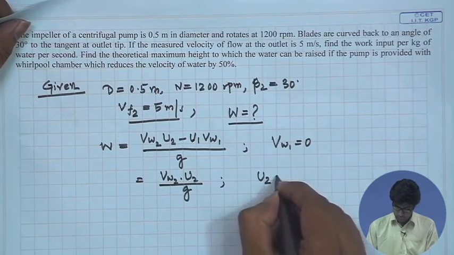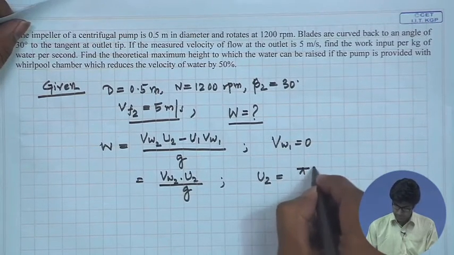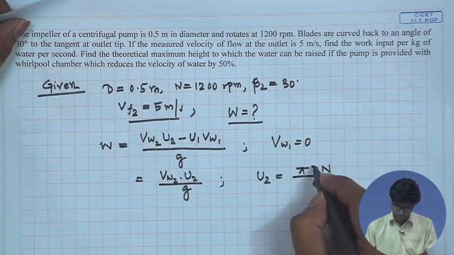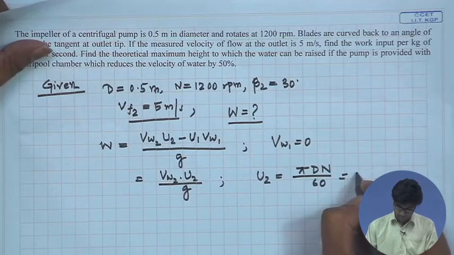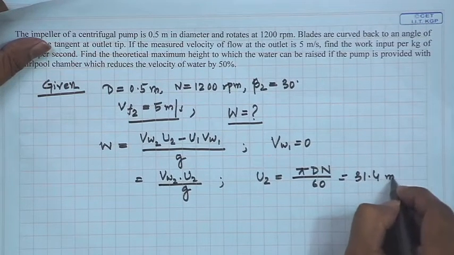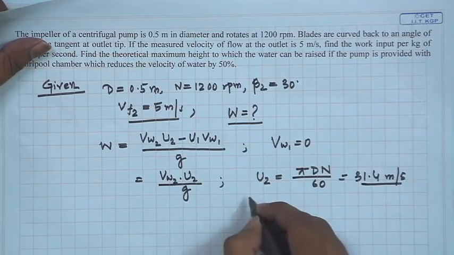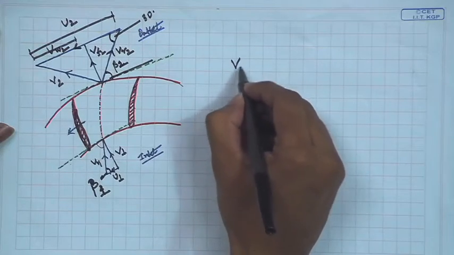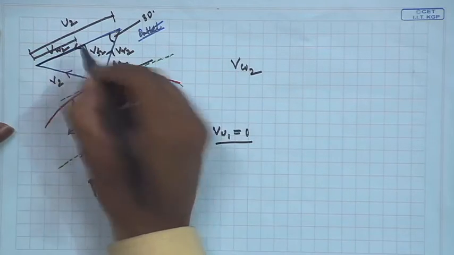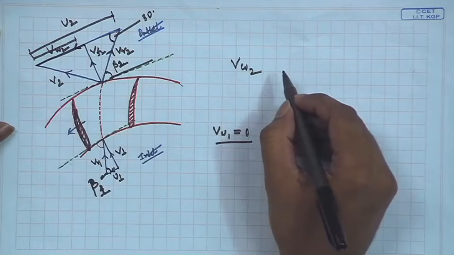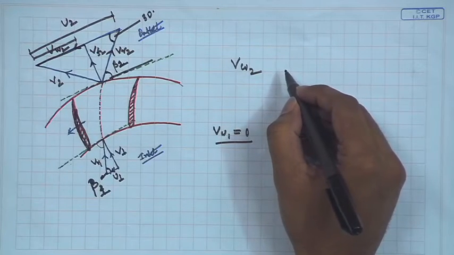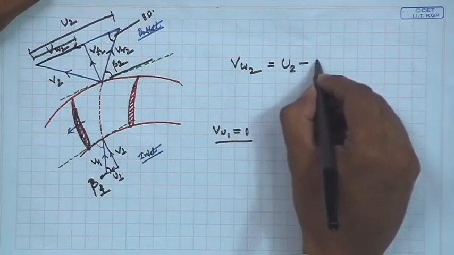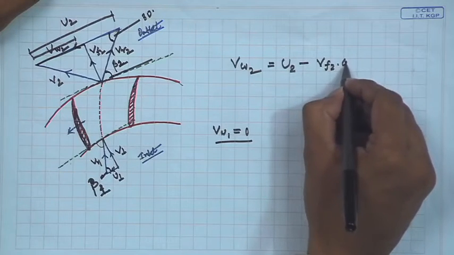Now, U2, which is the peripheral velocity of the impeller blade at the outlet, is obtained from this expression. We know both the values of N and D. So, substituting them, we get the value of U2 as 31.4 meter per second. VW2, on the other hand, can be obtained from the velocity diagram, that is this portion. As you can see from this diagram, VW2 is given as U2 minus this portion, which is Vf2 cot beta 2.